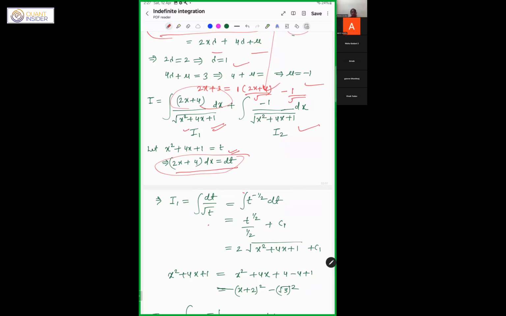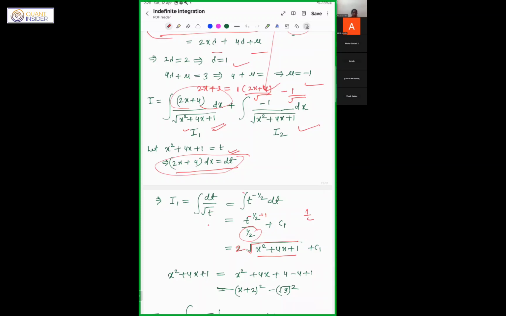Its integration gives, 1 is added to the power of the variable, so minus half plus 1, which is 1 by 2. So t to the power 1 by 2 upon 1 by 2. And t to the power 1 by 2 means, t is x square plus 4x plus 1, and power half means this under root. And 1 by 2 becomes 2. So this is the value of I1, the first integration.